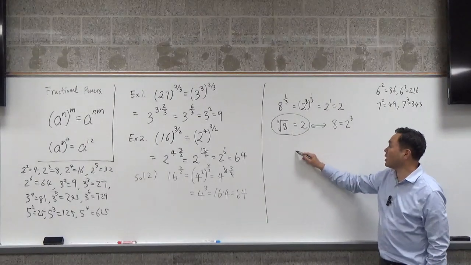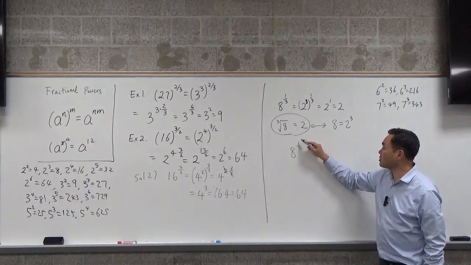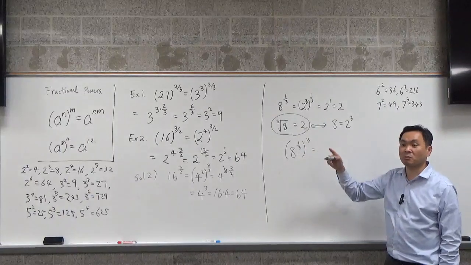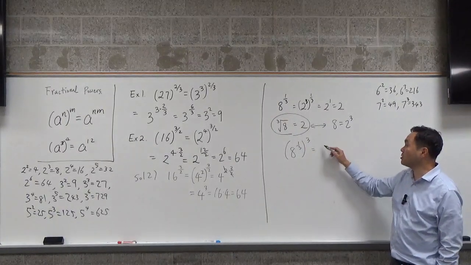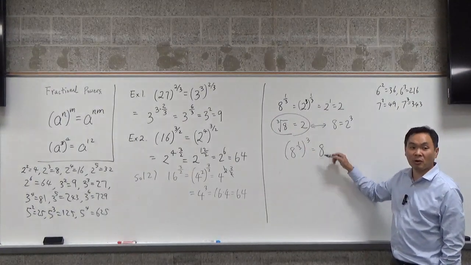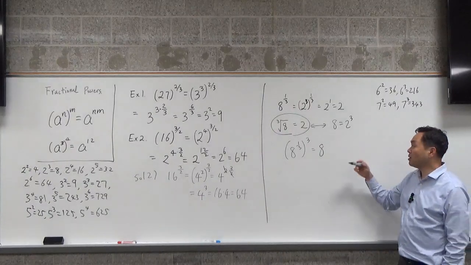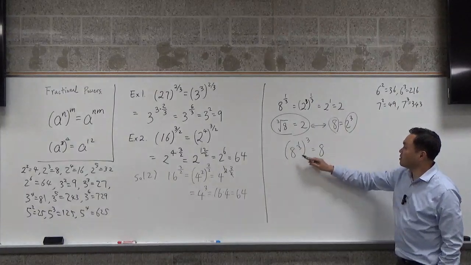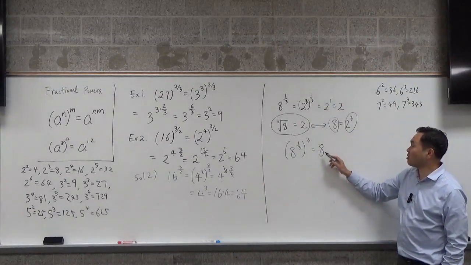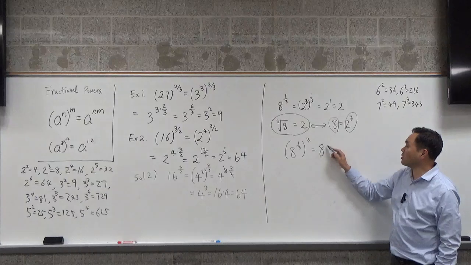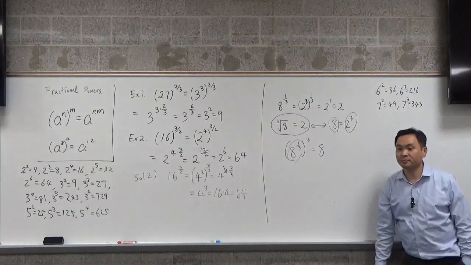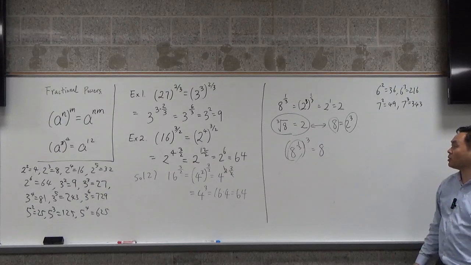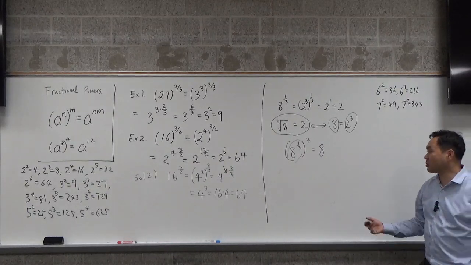But if you have 8 to the 1/3 power and take the cube, what do you get? 3 and 1/3 are reciprocal, so if you multiply them, it's 1. So you get 8 to the 1st power, which is just 8, right? So because 2 to the 3rd power is 8, and 8 to the 1/3 power cubed is also 8, the cube root of 8 must be this, which should equal 2. Right? And this is true in general.